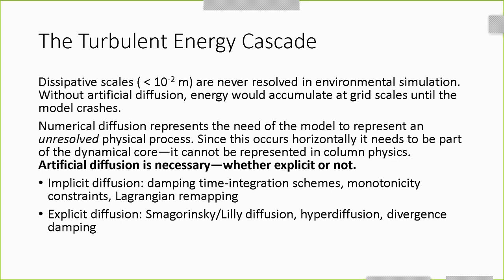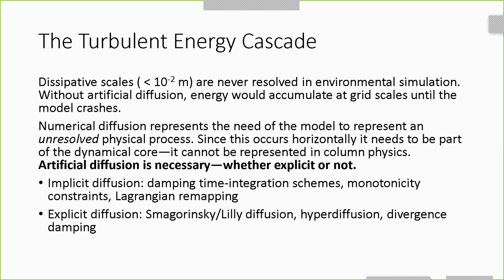The fact that there is no grid scale in the real atmosphere. That energy should be continuing to pass to smaller scales. And since this is something that cannot be explicitly represented in column physics, because there is horizontal information that needs to be damped out, even though you're damping out the grid scale solution, it has to be part of the dynamical core.